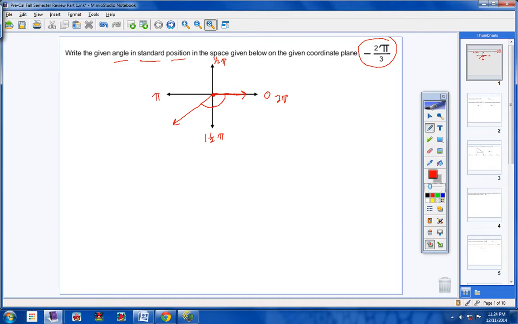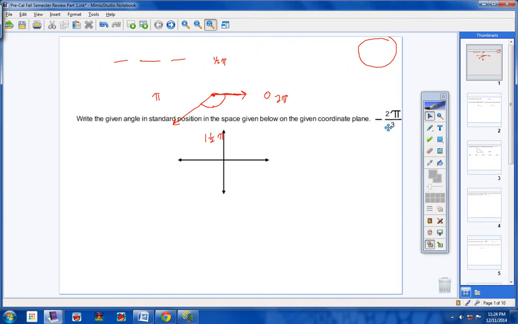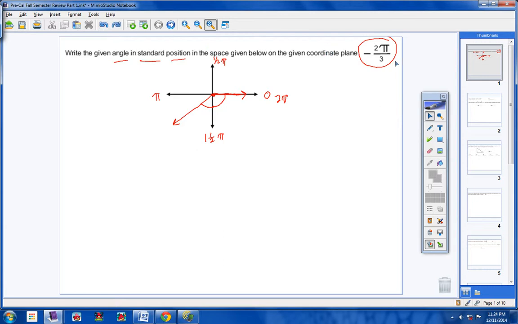Probably an easier way to do this would be to go ahead and convert this over to degrees, okay? And so we would have negative 120 degrees. And so start here, we go 90 plus 30 more is negative 120. But there's the angle written in standard position.